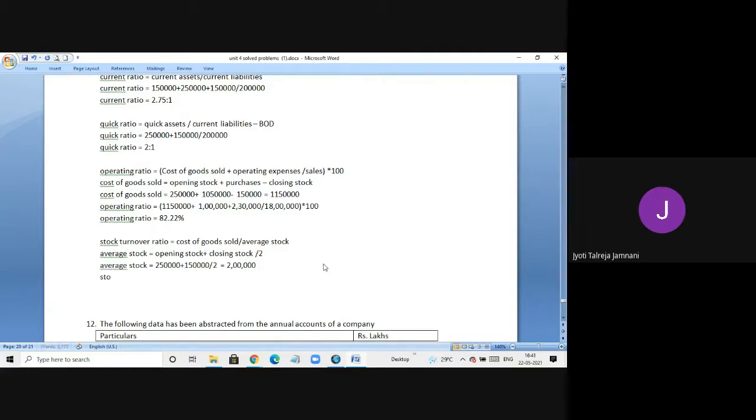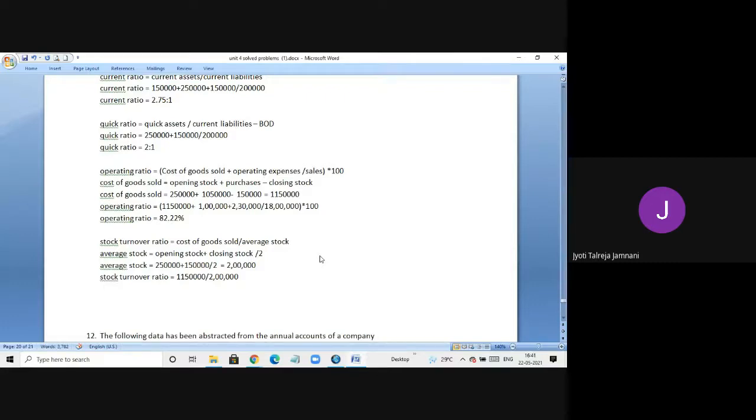Stock turnover ratio is equal to cost of goods sold, which I have found in the above equation for operating stock, 11,50,000, divided by average stock, which is 2 lakh. If we divide it, we'll get the answer as 5.75 times.